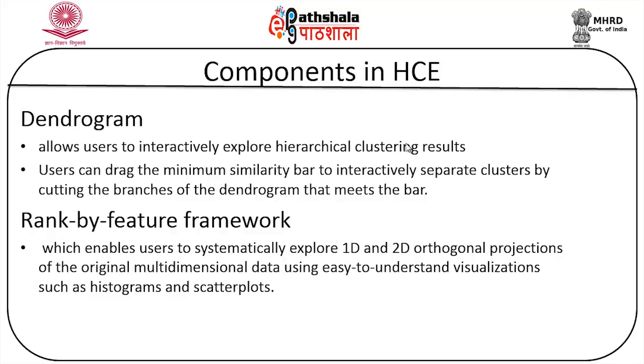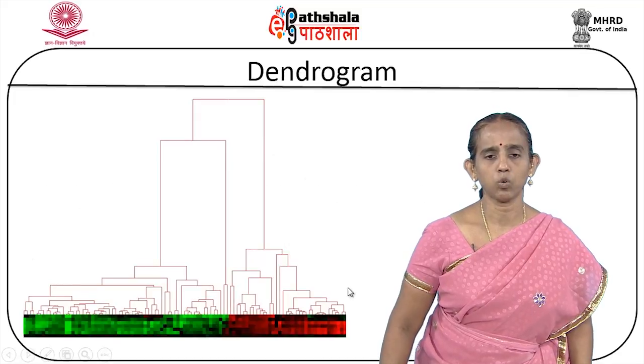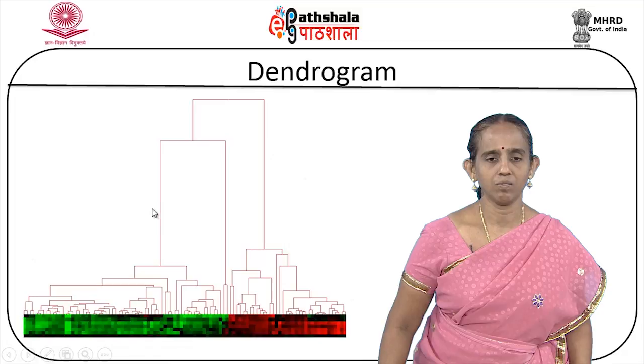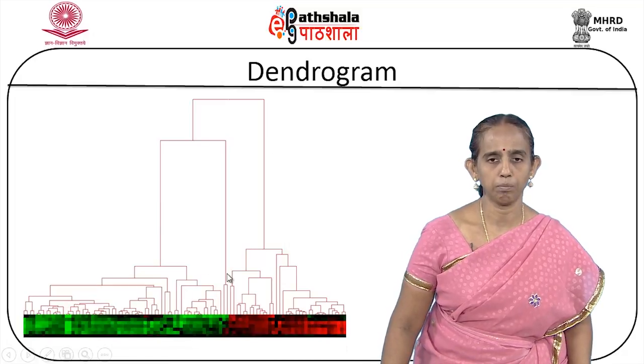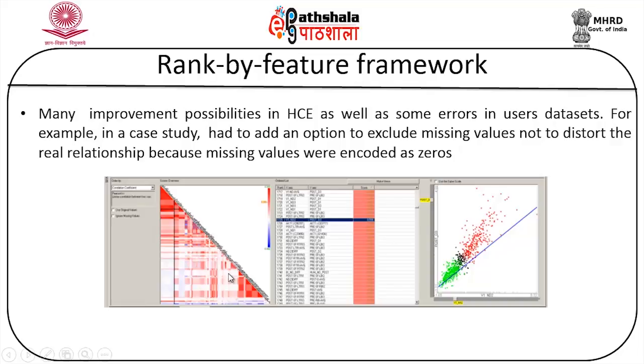Users can drag the minimum similarity bar to interactively separate clusters by cutting the branches of the dendrogram that meet the bar. There is a feature framework which is called the rank-by-feature framework, which enables the user to systematically explore 1D and 2-dimensional orthogonal projections of the original multidimensional data using easy to understand visualizations such as histograms and scatter plots. So this is an example dendrogram that has been drawn and which is being visualized as shown below. This is the rank-by-feature framework.